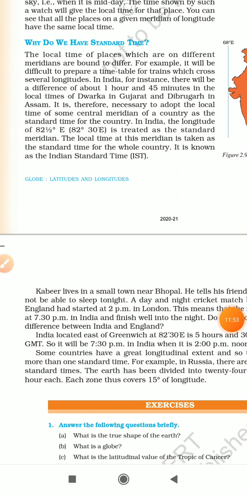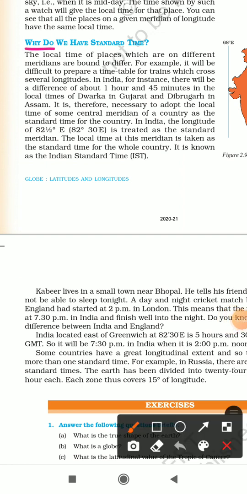Now, let's talk about the standard time. Why do we have standard time? The local times of places on different meridians are bound to differ. For example, it will be difficult to prepare a timetable for trains which cross several longitudes. In India, for example, there is a difference of about 1 hour and 45 minutes in the local times of Dwarka in Gujarat and Dibrugarh in Assam.